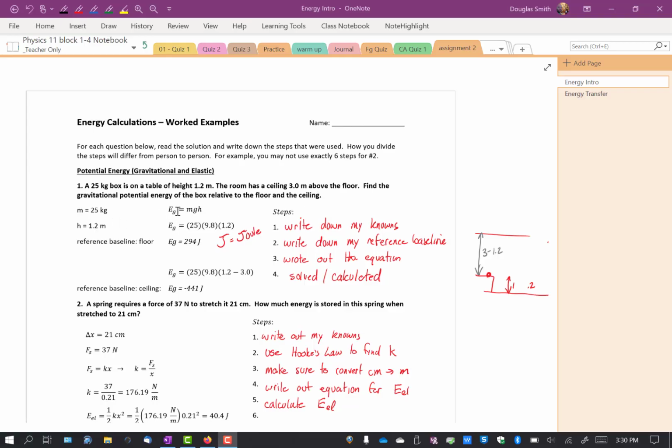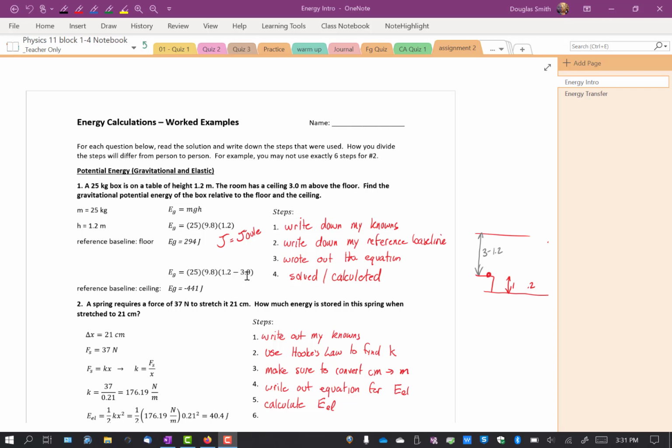So the equation is Eg equals mgh. The mass is 25 kilograms. Gravitational field strength is 9.8. When this box is on the table, relative to the floor, the h is 1.2 meters. So we get an Eg of 294 joules. However, the question also asks us what the Eg is relative to the ceiling, which is above the floor. In that case, we have a different reference point. The reference is the ceiling, and it's above where the box is.